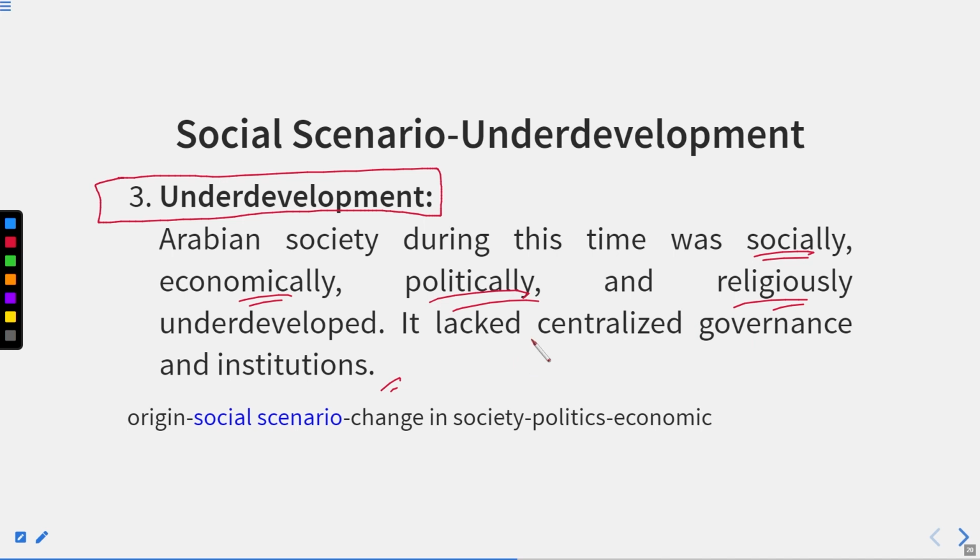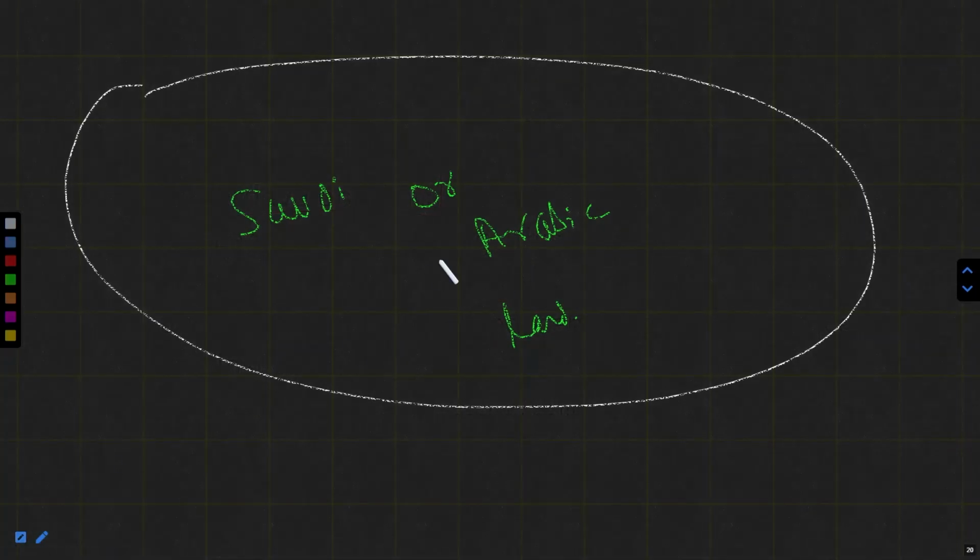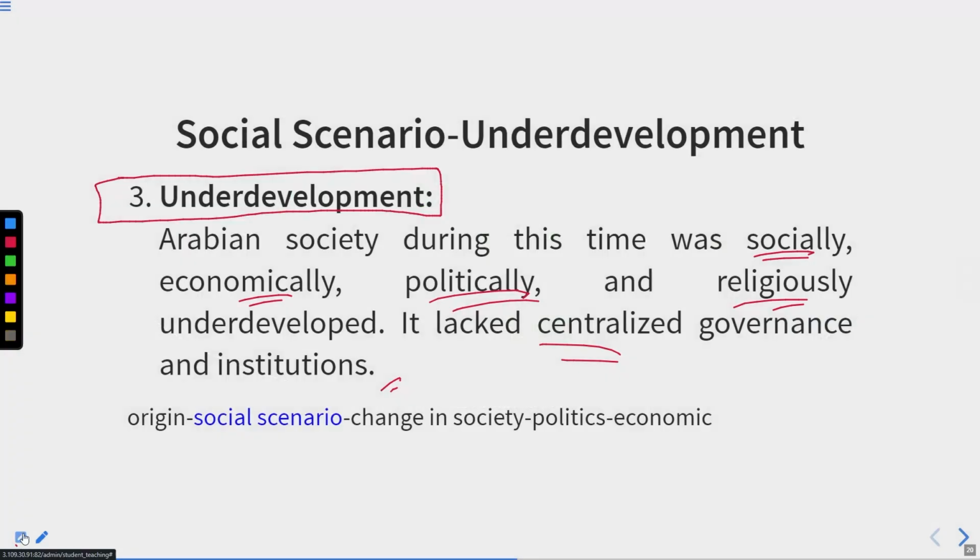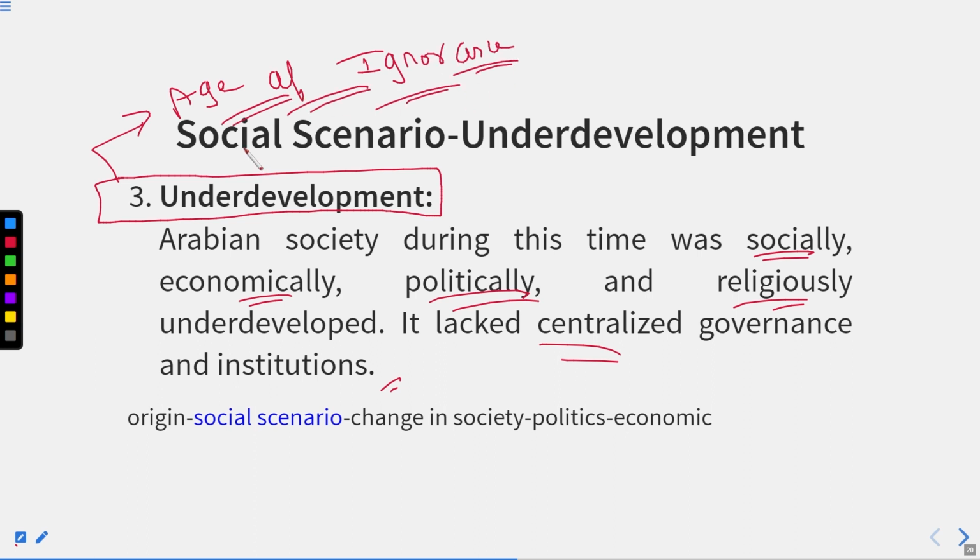And there were no centralized governance institutions, so that all the resources of that area could be merged together and grow together. So it was the underdevelopment phase. That's why it is known as the age of ignorance. Got it?